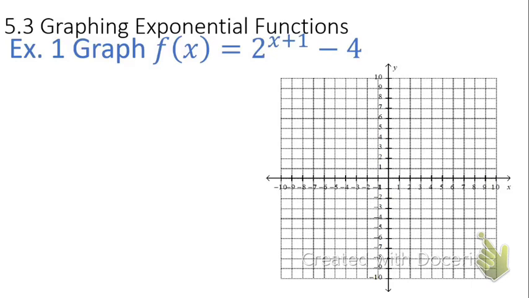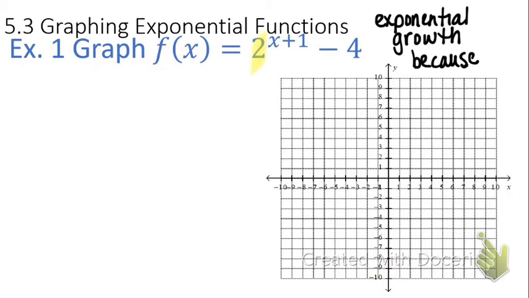We're going to graph 2 to the power of x plus 1, minus 4. And because this number, this is my base, because that number is greater than 1, this is an exponential growth. This is exponential growth because our base is greater than 1.